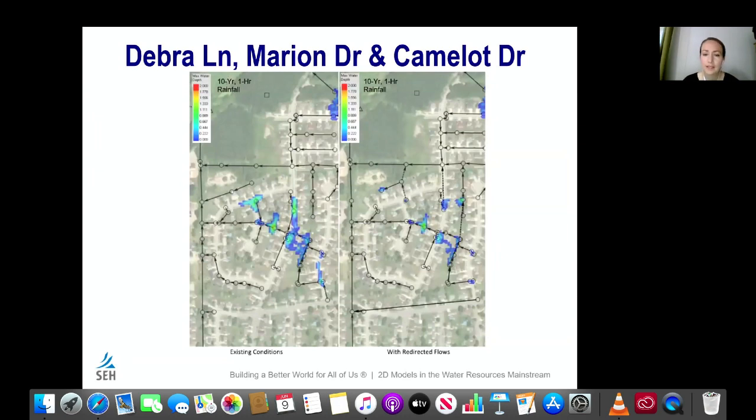We used our 1D, 2D model to analyze different scenarios like rerouting flows as requested by the town. And this side-by-side comparison showed that while the flooding at this intersection was reduced with that flow redirection, it actually introduced a problem in that area.